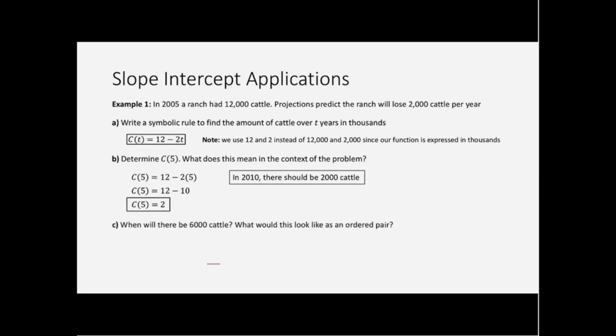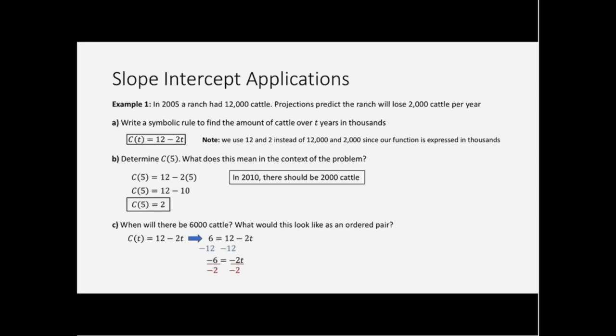Follow-up question, when will there be 6,000 cattle, and what will this look like as an ordered pair? So before we were evaluating, we were plugging in 5 for our time, years, and finding what the amount of cattle left is. Here we're given that there's 6,000 cattle, so that's our output. So I'm going to plug in 6 for my amount of cattle. Then I'm going to go ahead and solve for my t. So I'm going to subtract 12 from both sides, leaving me with negative 6 is equal to negative 2t. Go ahead and divide both sides by negative 2.